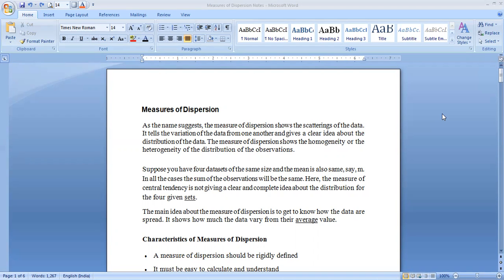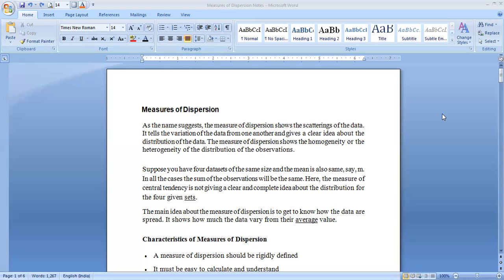Suppose we have four data sets of the same size and the mean is always the same, say M. In all the cases the sum of the observations will be the same. Here the measure of central tendency is not giving a clear and complete idea about the distribution for the four given sets.